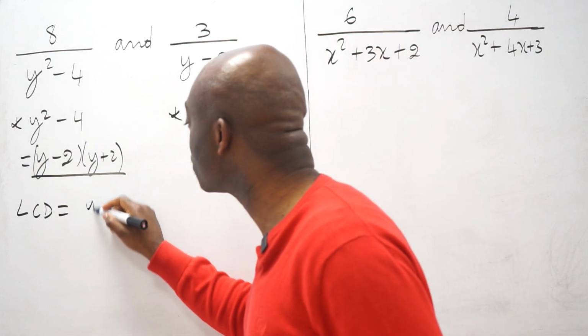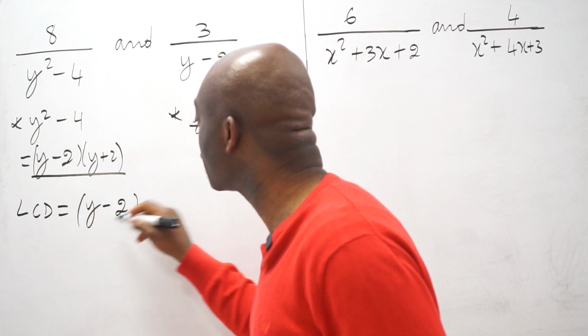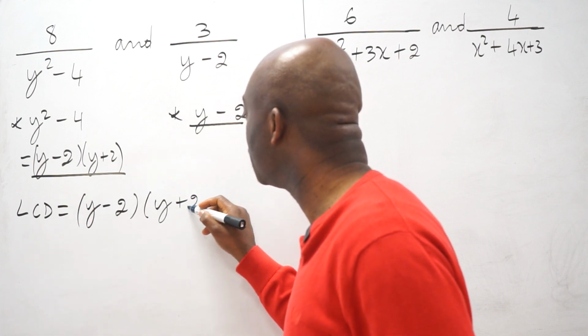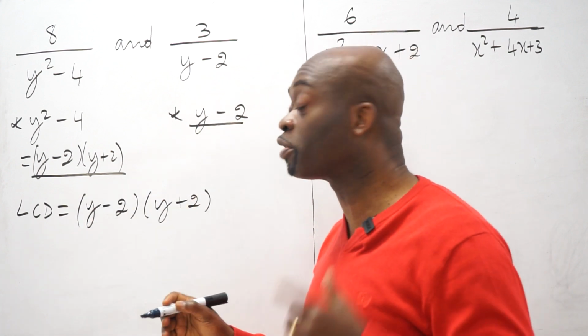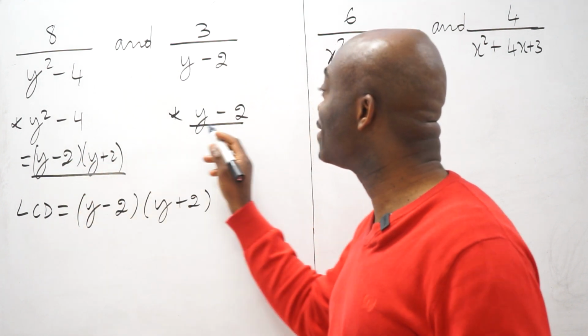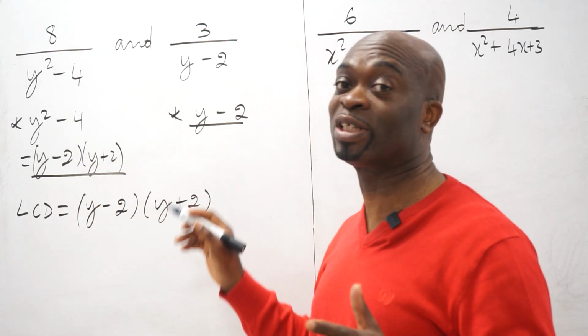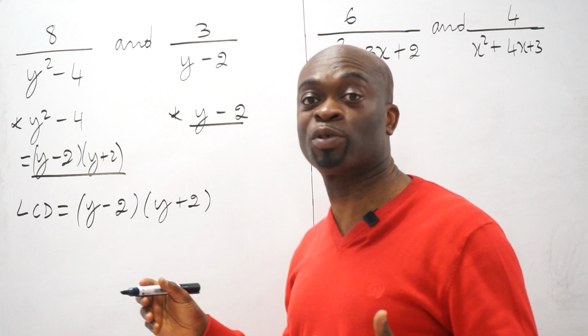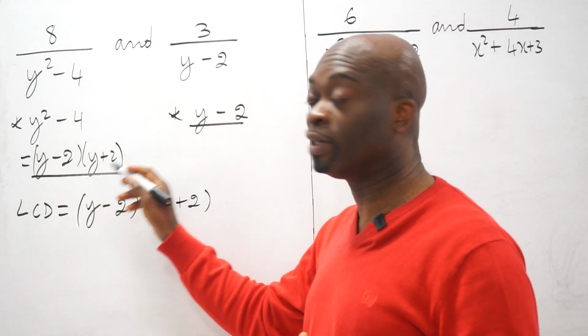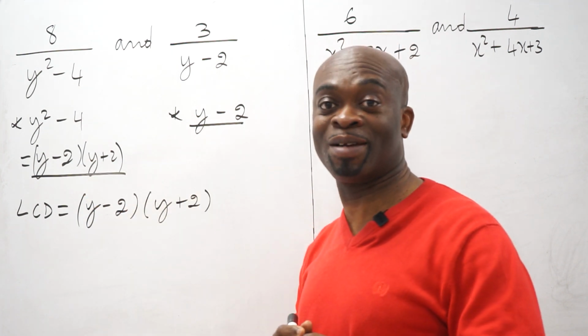We have y minus 2, and then we have y plus 2. So those are the different factors. Because remember, y minus 2 here is the same as y minus 2 here. There's no difference. But how many times does y minus 2 occur? Once here, and once here. So we're going to take it how many times?